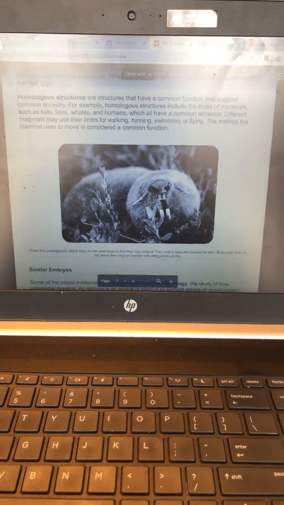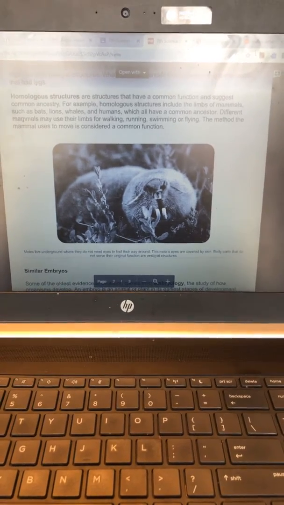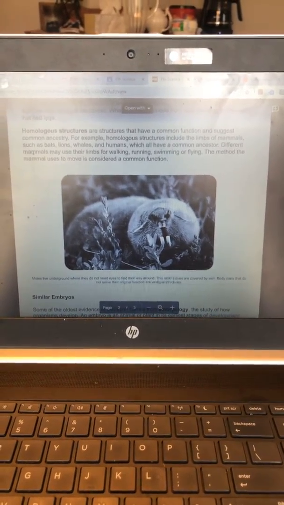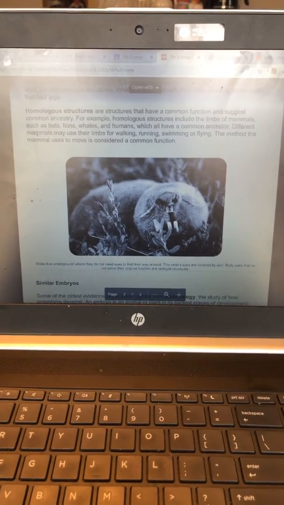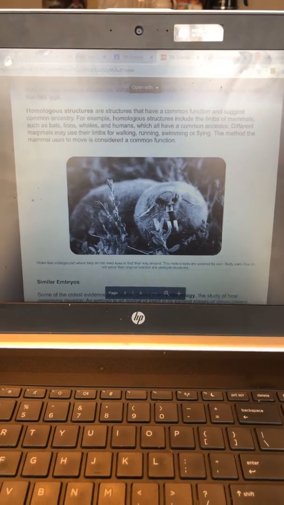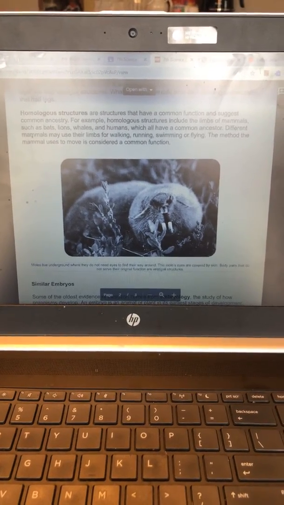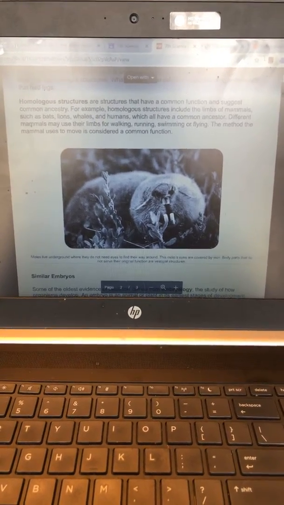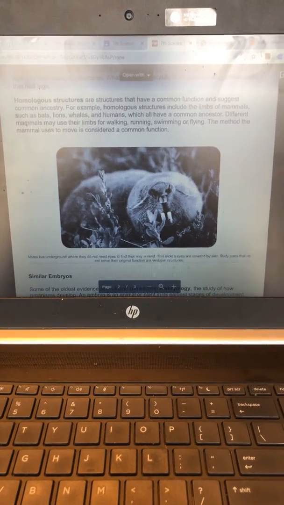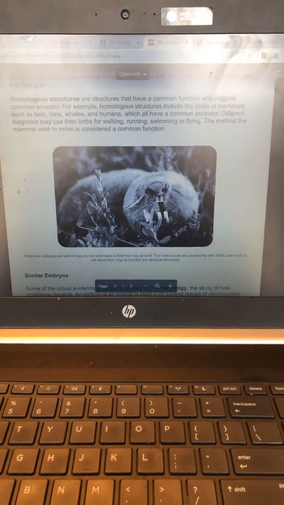Homologous structures are structures that have a common function and suggest common ancestry. For example, homologous structures include the limbs of mammals, such as bats, lions, whales, and humans, which all have a common ancestor. Different mammals may use their limbs for walking, running, swimming, or flying. The method the mammal used to move is considered a common function.